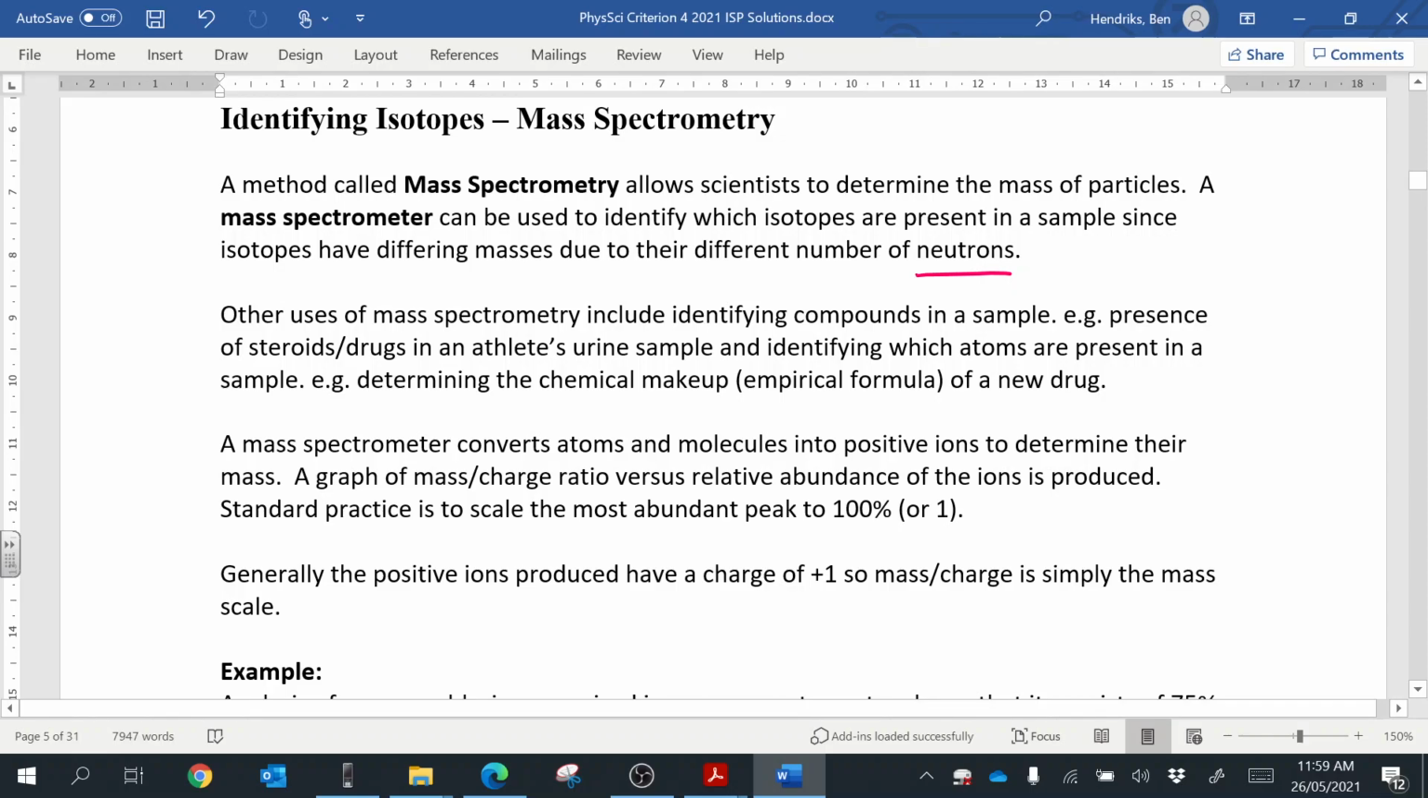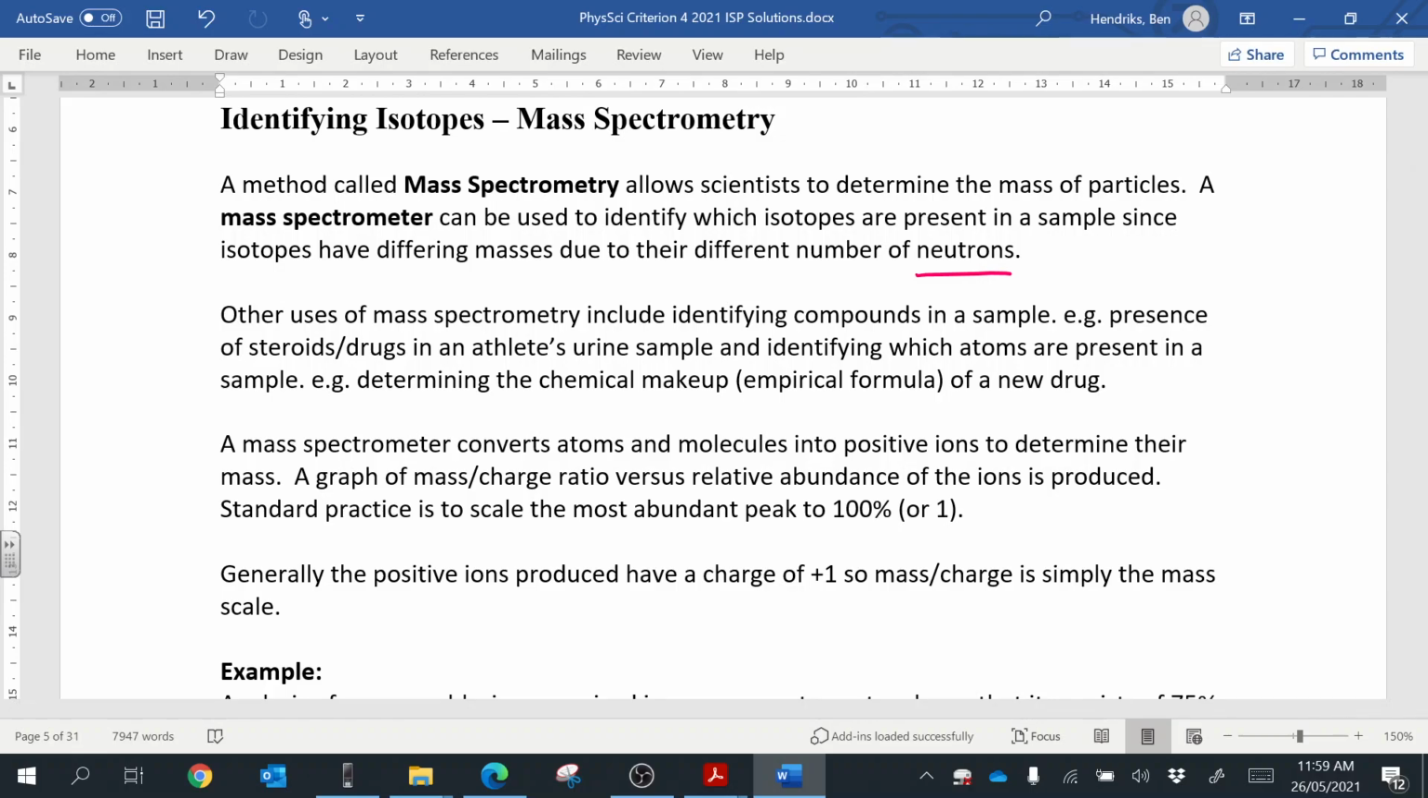Other uses of mass spectrometry include identifying compounds in a sample, for example, presence of steroids or drugs in an athlete's urine sample, and identifying which atoms are present in a sample, for example, determining the chemical makeup or empirical formula of a new drug.